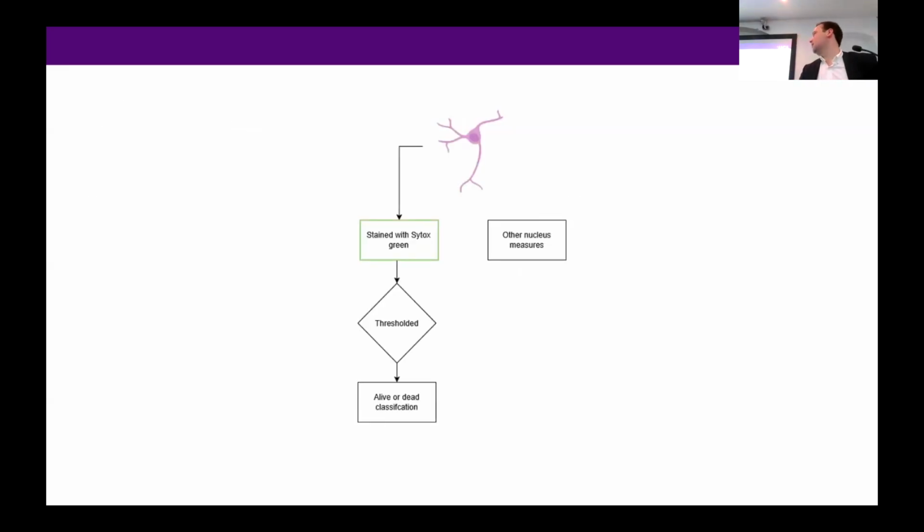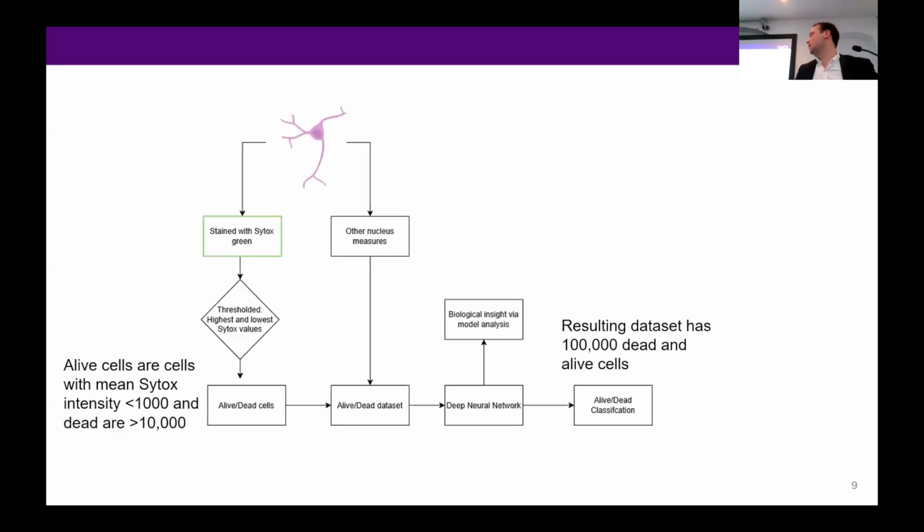This is a schematic of how it was working. This is what they were doing: they just pick a number, and either side of it, they get rid of the cells. And then this is the pipeline I came up with. Basically, we can tell which are the most alive and which are the most dead cells.